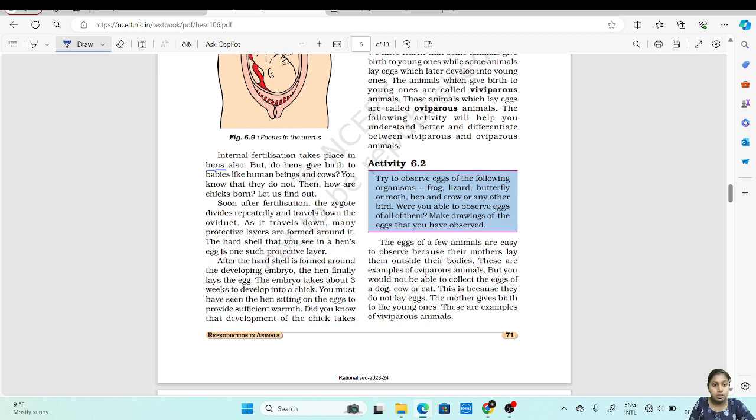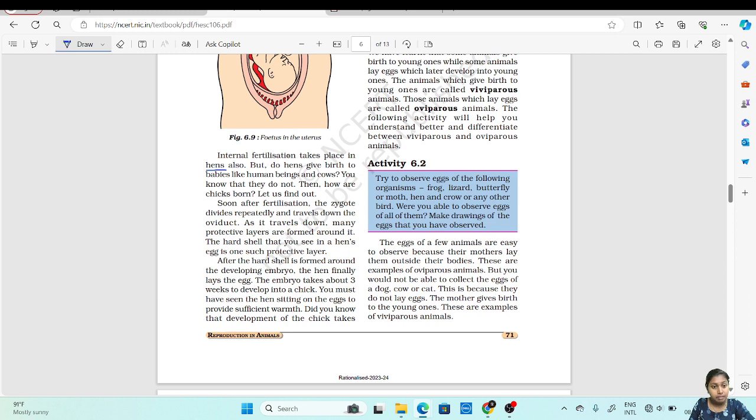Soon after fertilization, the zygote divides repeatedly. There we have seen the zygote divides repeatedly to give rise to an embryo. So here also the zygote divides repeatedly and travels down the oviduct. As it travels down, many protective layers are formed around it. Now you have seen the egg with the white shell. That is the protective layer formed over the zygote, a hard shell formed around the developing embryo.